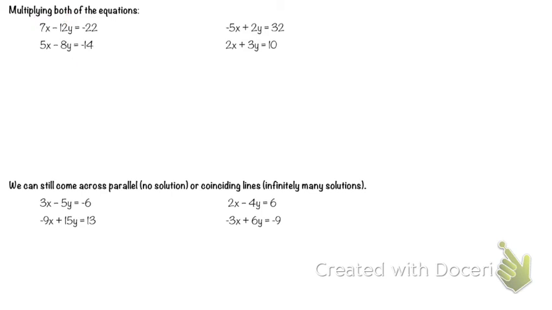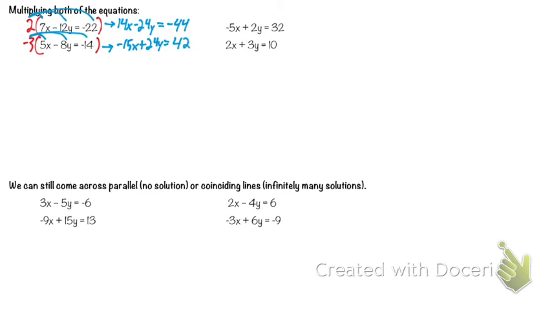Okay. So on that note, let's multiply the top equation by 2 and the bottom equation by -3. On the top equation, 2 times 7x is 14x. 2 times -12y is -24y, equals 2 times -22, which would be -44. On the bottom equation, -3 times 5x would be -15x. -3 times -8y would be +24y, equals -3 times -14 would be +42.